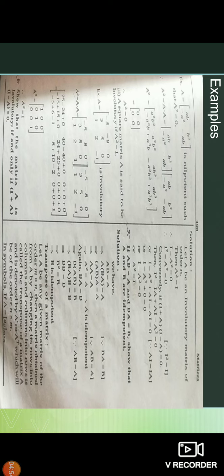Now next example: show that the matrix capital A is said to be involutory if and only if in brackets I plus A into I minus A is equal to 0. Solution: let A be an involutory matrix of order n. We know the involutory matrix condition is A square is equal to I. Then A square is equal to I, that means therefore I minus A square is equal to 0.